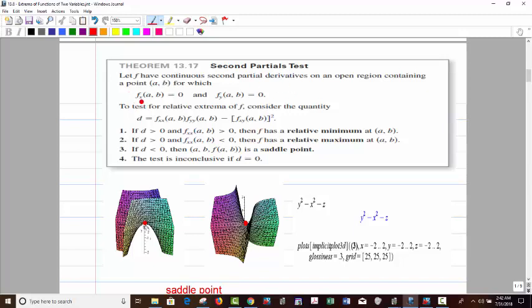So this says we're going to set the x partial equal to 0, and we're going to set the y partial equal to 0, and then solve that algebraically. So we're going to have a system of equations, and we'll be looking for as many a, b values as we find.